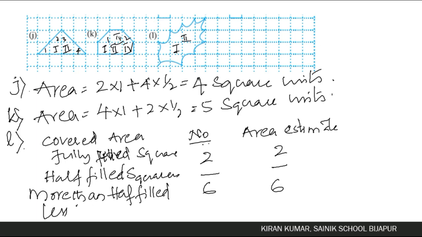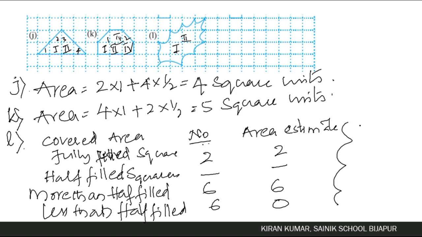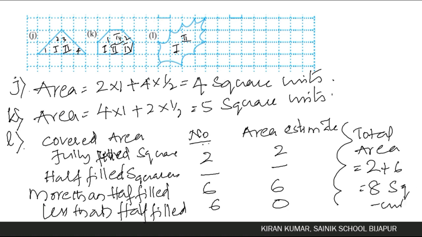So less than half filled, you count them, you will get 6 half filled. Since it is very less, I consider the area to be 0. So what becomes the total area? The total area will be equal to 2 plus 6, 8 square units.